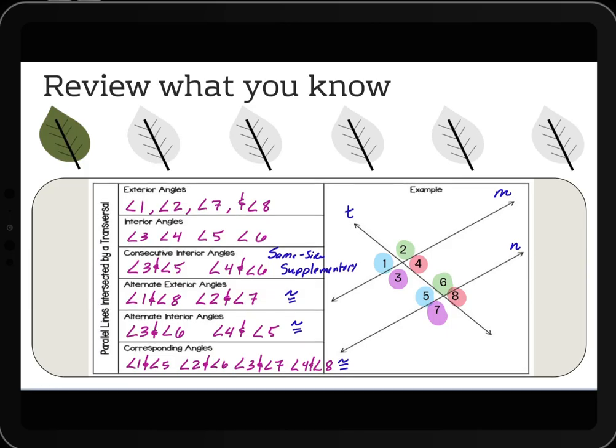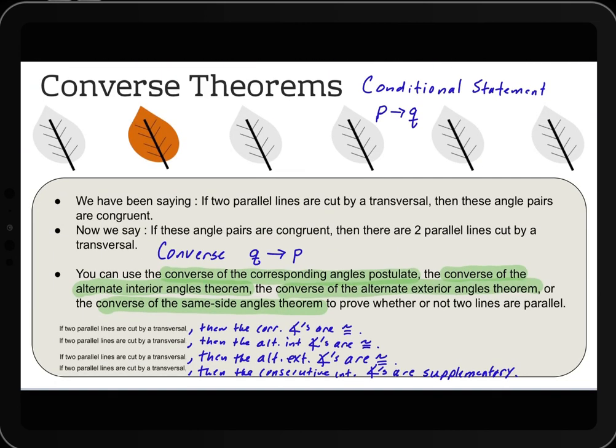So we're going to talk about the converse theorems. To start that off, we need to address what a conditional statement is. As a reminder, this is something we've already covered, but a conditional statement can be written in symbolic notation using P and Q. Sometimes it can be written this way, if P then Q. You have a hypothesis and then you have a conclusion, right? So P is going to represent your hypothesis and Q is going to represent your conclusion.